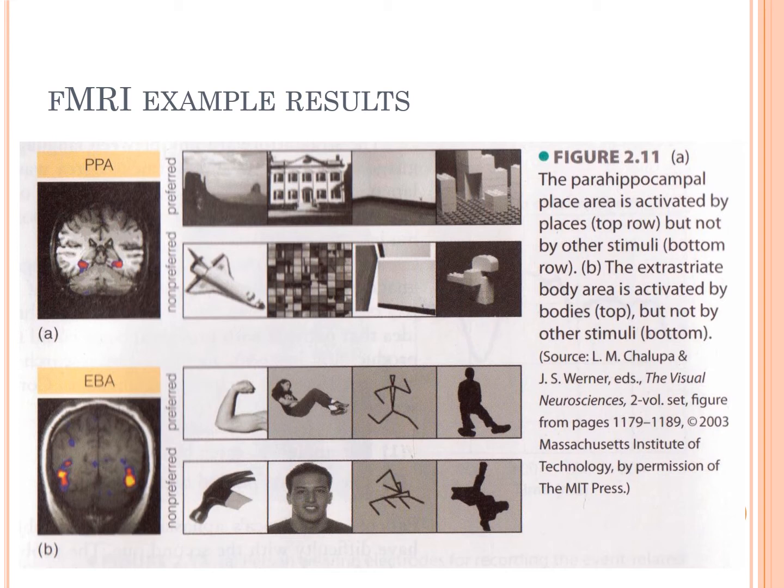And then on the bottom in B is the extrastriate body area. If you look at the top row, that's what activates it, and it's any part of the body, a whole body, even a stick figure or a shadow of what looks like a human figure. But the bottom row, all of that, even the face, right? Even though of course the face is part of the body, we have that fusiform face area that is processing faces, so that doesn't belong in the extrastriate body area. But again, what I'm showing here is the precision of where that activity is.